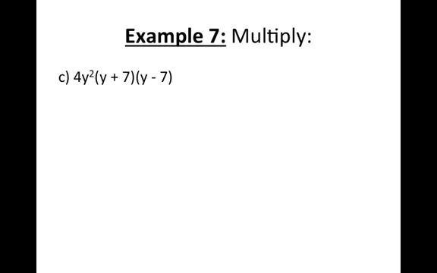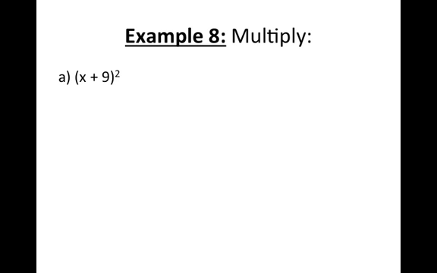Okay. Here we've got 4y squared times y plus 7 times y minus 7. Well, we've got a conjugate pair there. We've got the difference of two squares there, so that's going to be y squared minus 49. And now distribute the 4y squared. So we have 4y to the fourth minus 196y squared.